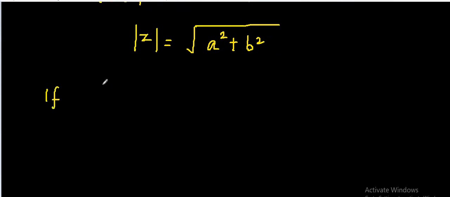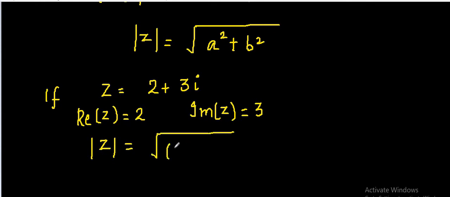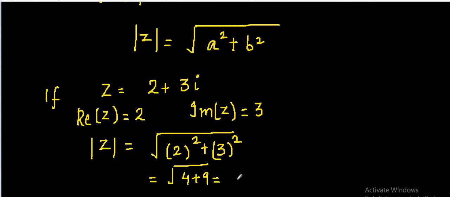If z is 2 plus 3 iota, then what will be real part of z? 2. And imaginary part of z? 3. Then mod z or modulus of z will be equal to real part whole square plus imaginary part whole square. So we have 4 plus 9, under root 13 is mod z.